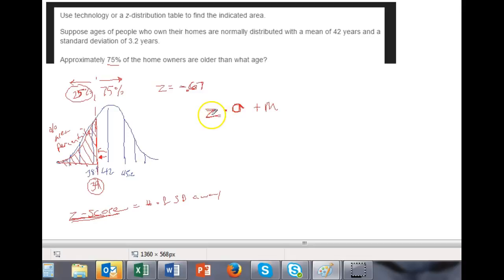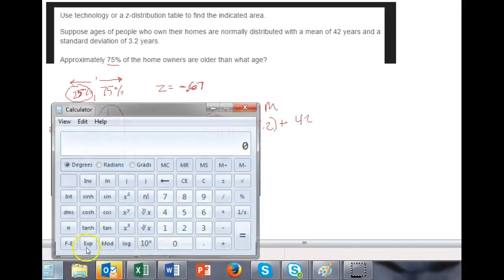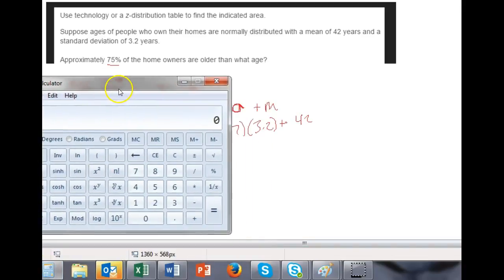So z-score times the standard deviation plus the mean equals the number that is that many z-scores away from the mean. The z-score is negative 0.67, the standard deviation is 3.2, and plus the mean, which is 42, and we'll get our answer. We'll pull up our calculator. We'll try to do this very, very fast.